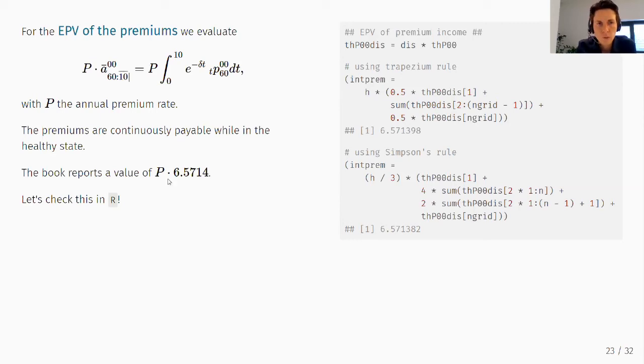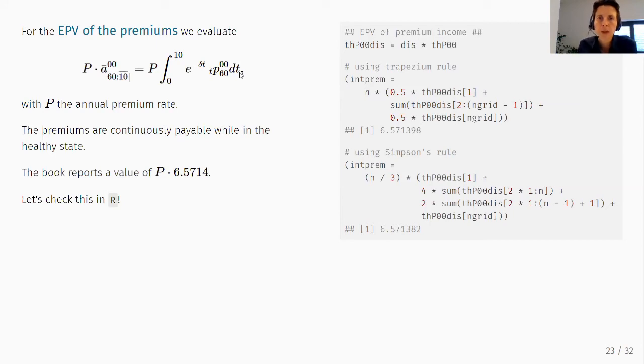I understand what this means, and in the book, a value was reported like this. In the book, they say that the numerical evaluation of this integral for the annuity would be 6.5714. And of course, we want to check this with R. Is this true? Is this correct?